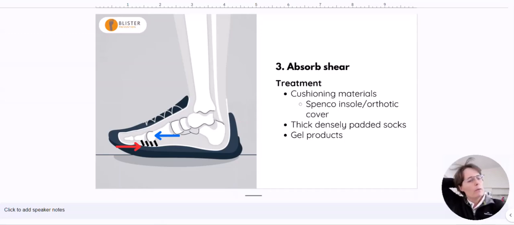Gel products are maybe not so relevant to under the forefoot, but definitely under the toes. And all around the toes, really. Gel, Silipos gel, for example.